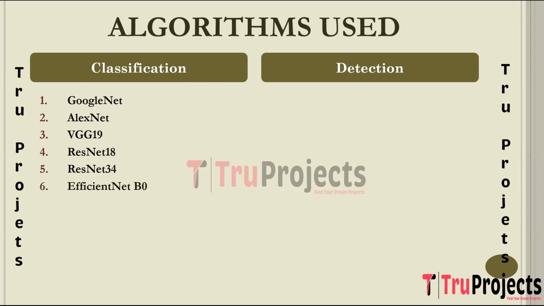The next algorithm is EfficientNet B0. EfficientNet employs a compound scaling method, balancing model depth, width, and resolution. It aims to provide better efficiency in terms of accuracy and computational cost. EfficientNet is chosen for its efficiency in balancing model size and accuracy. It is suitable for tasks where computational resources are limited, making it efficient for image classification.